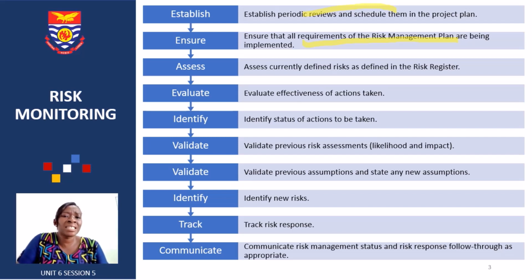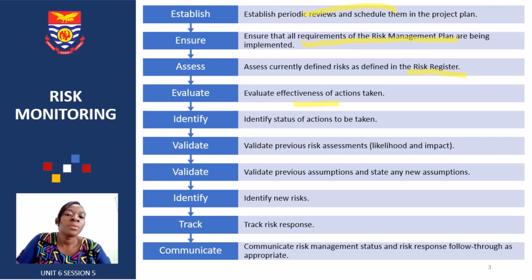And we need to assess the current defined risks, as defined in our risk register. We can't do this activity if we've not already worked on our risk register. Then we need to evaluate the effectiveness of the actions we are taking. So are we going to get the required output as against the input we are putting in? Then we need to check whether we are going to be able to meet those targets. Effectiveness is about meeting your target or the objective set.